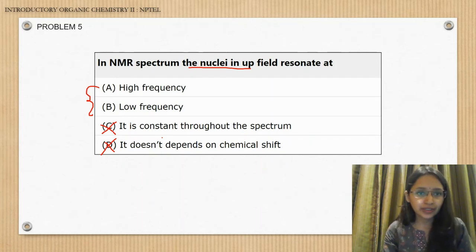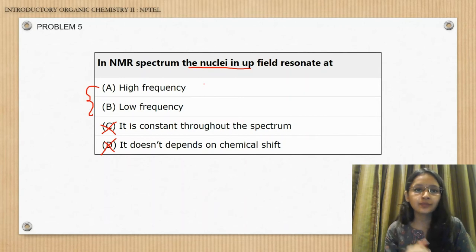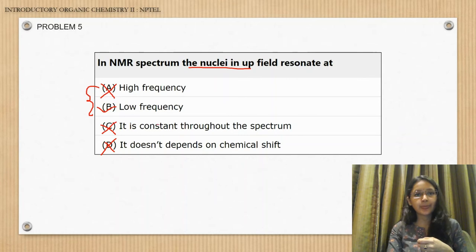Okay. So if you got the thing, then what is the answer? What will be the answer between A and B for this question? Low frequency, ma'am. Low frequency, option B. Very good. So the answer will be the low frequency because our upfield region lies at a low chemical shift value, and if the chemical shift value is low, that means that our nuclei is very much crowded by the electron density. So it is now resonating at a lower frequency. So correct option will be B. Okay. I hope you guys got the answer.